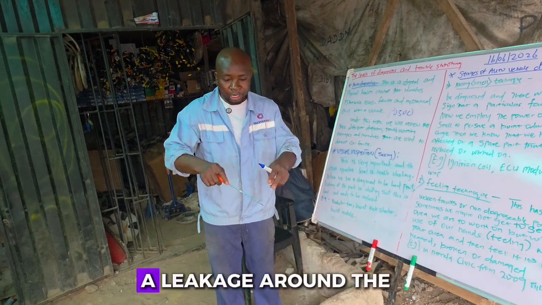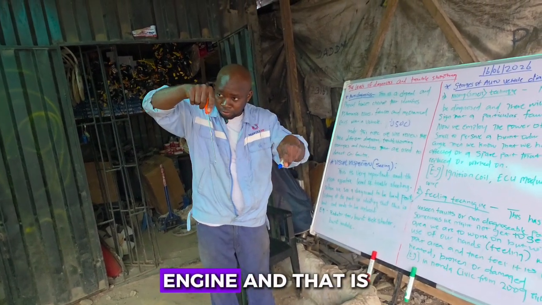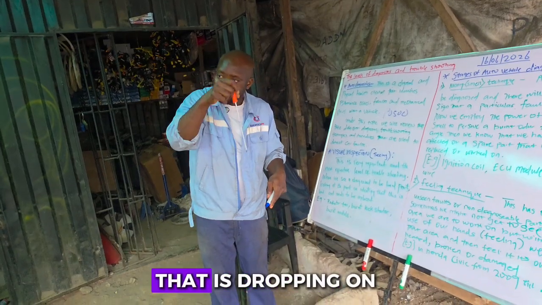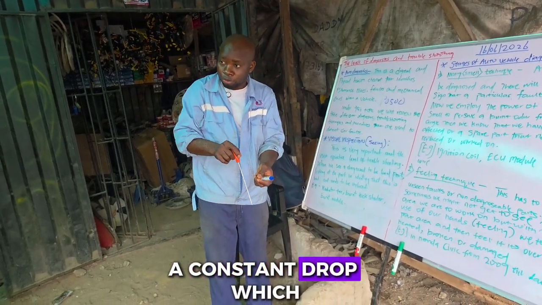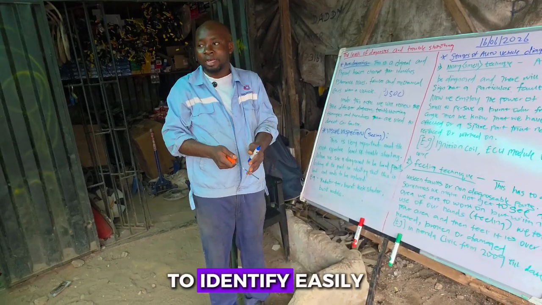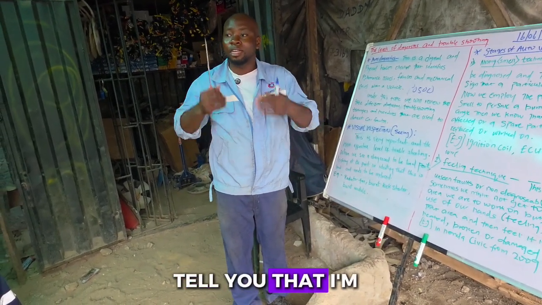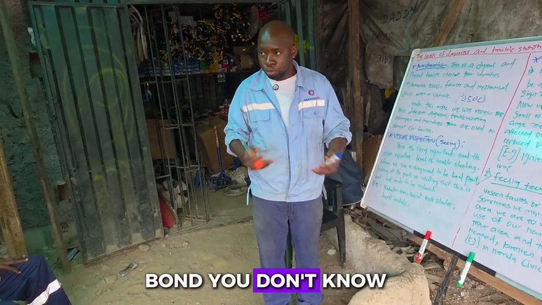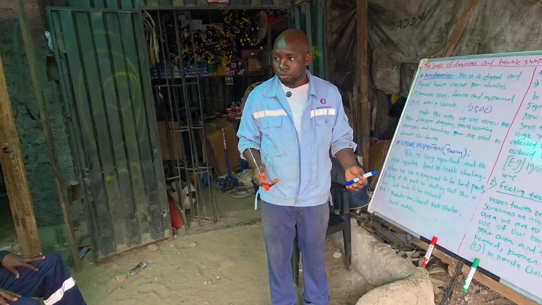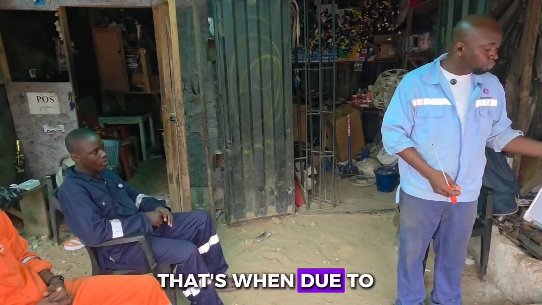When you see a leakage around the valve oil seal of an engine and it is dropping on an exhaust, you notice that there is a constant drop, which you can identify easily as where the burn is coming out from. The customer will generally tell you that I'm perceiving a burn, whether it's a wiring burn or a mechanical burn, you don't know. His own is that you should inspect what is causing the burn. That's when visual inspection comes in.